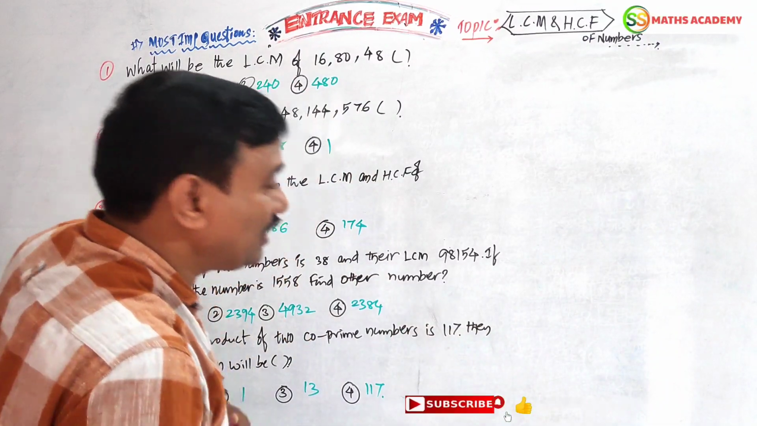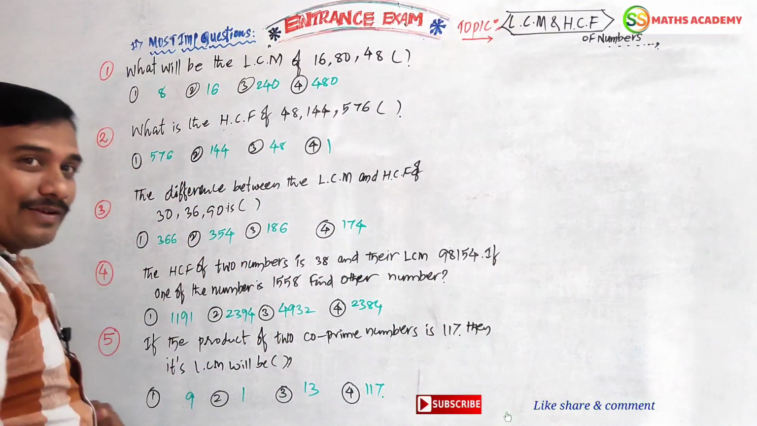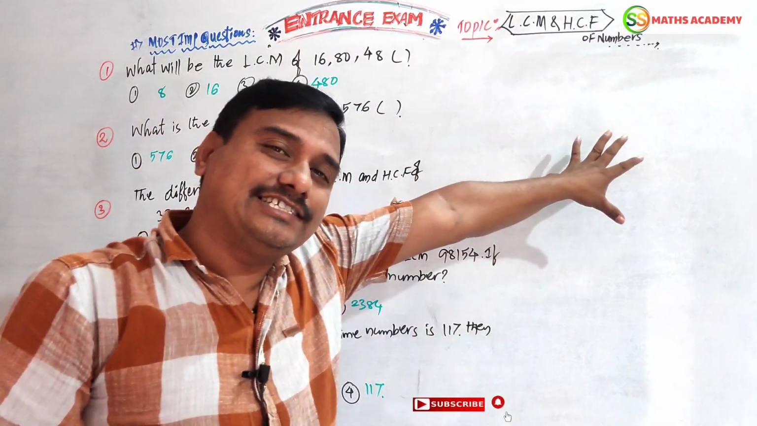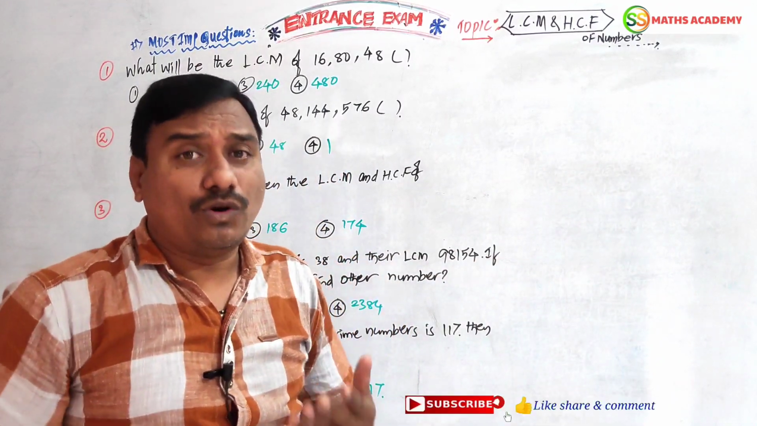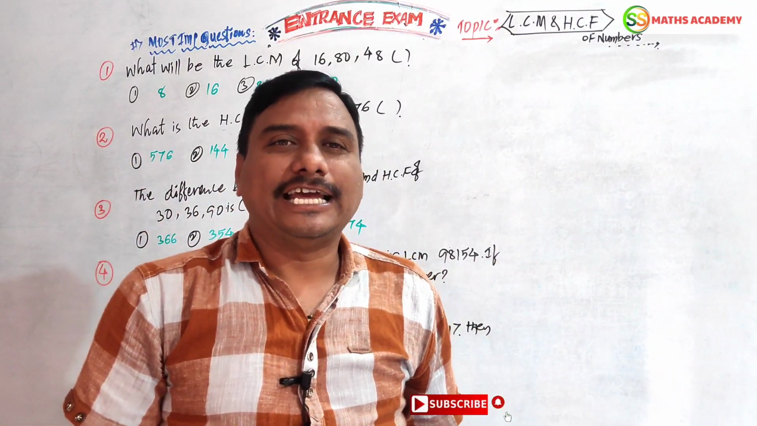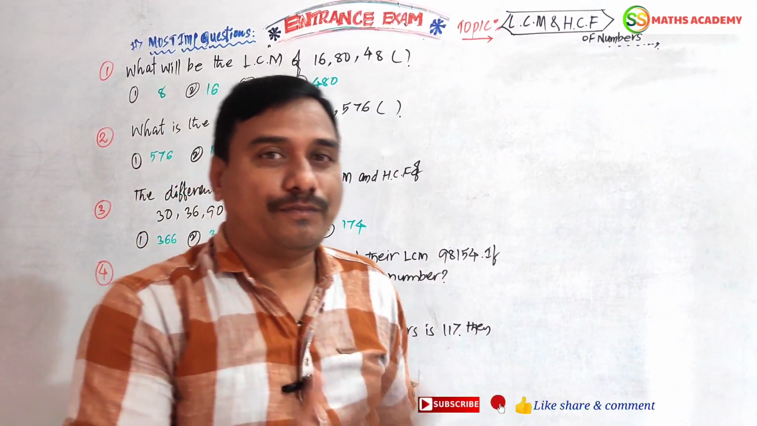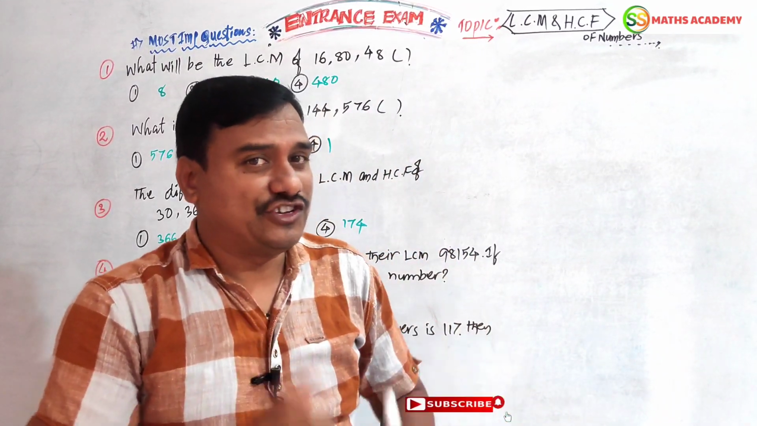Now let us see this question. Before that, what is the concept? What is LCM? What is HCF? Everybody say: LCM is least common multiple. HCF is highest common factor, or greatest common divisor. We can say that is the abbreviation.